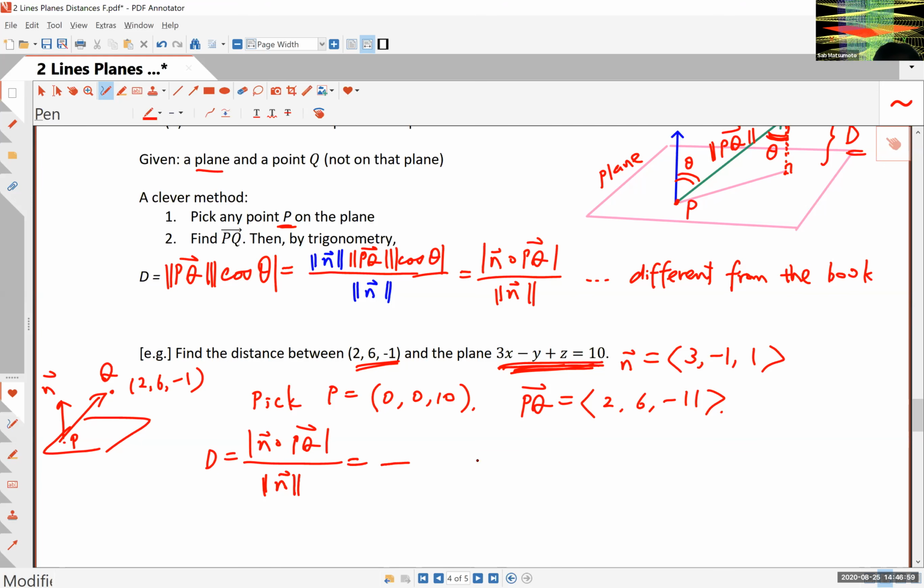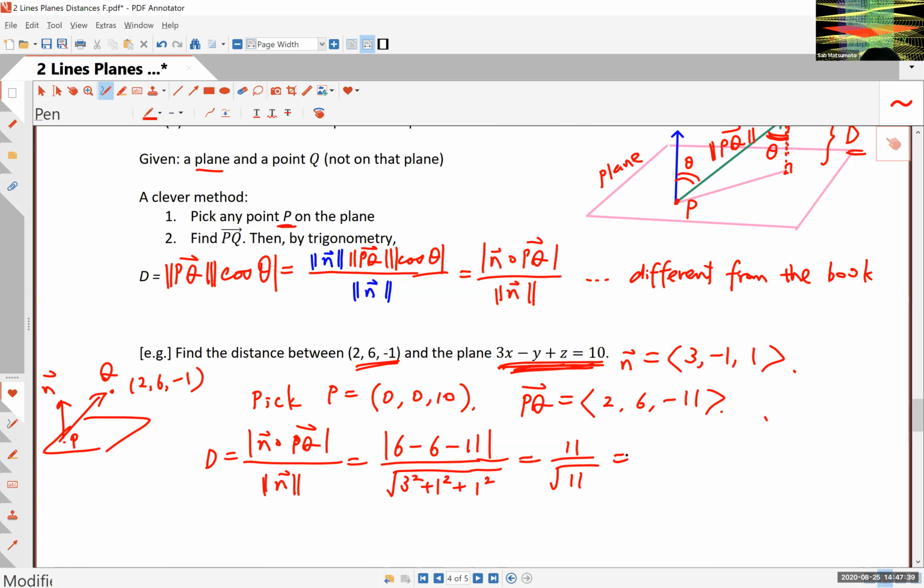The norm of n is very easy to calculate. That would be the square root of 3 squared plus 1 squared plus 1 squared. Technically, it's negative 1 squared, but who cares, right? So what is the dot product of this and this? Dot product is such a nice thing, right? It's 3 times 2 minus 1 times 6 minus 11 times 1. So the top is basically negative 11, absolute value is 11. The denominator is 9 plus 1 plus 1, that's the square root of 11.